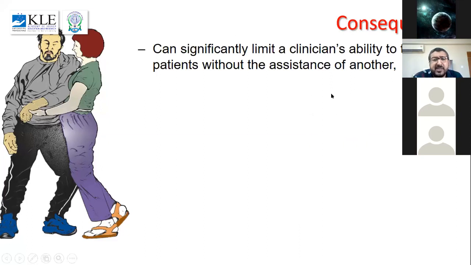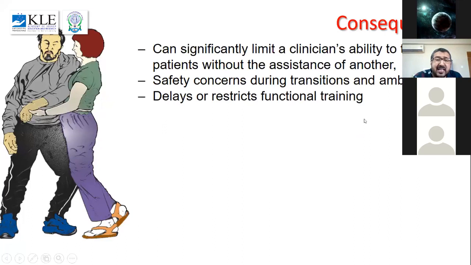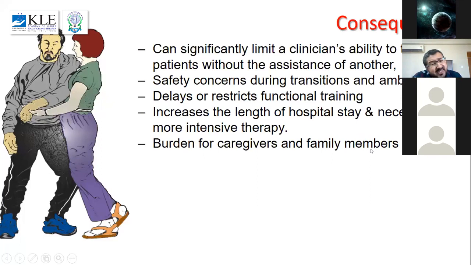So the concern for us here is safety. How will we make them walk? How will we make them transfer from sit to stand and other things? Definitely there will be a delay in functional training. In addition, hospital stay might go up, or the number of OPD visits might go up, and intense therapy is required. There will also be an economic burden and other issues for the family members. So it is not a problem of you and the patient alone. It extends beyond that.